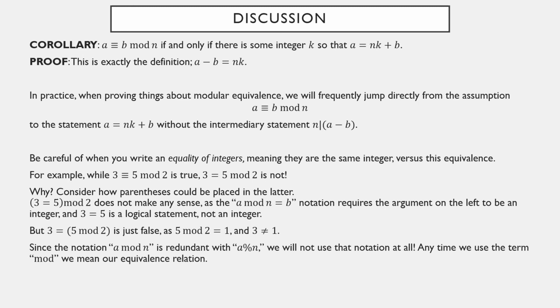Also, we're never going to use from this point forward the notation a mod n. It means exactly the same thing as the remainder when a is divided by n, and we already have notation for that, so we're going to stick with this a % n to specifically mean the remainder from the division algorithm. So anytime we use the term mod, we mean this equivalence relation, not anything else.